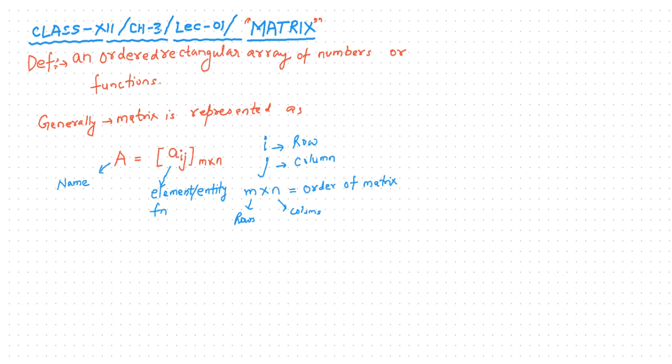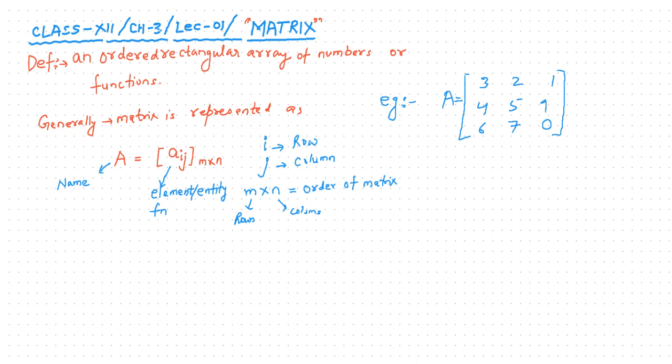Now, for an example, I will show you how a matrix looks. Suppose 3, 2, 1, 4, 5, 9, 6, 7, and 0. This is a matrix. Here A is equal to this, and matrix A has 9 elements.